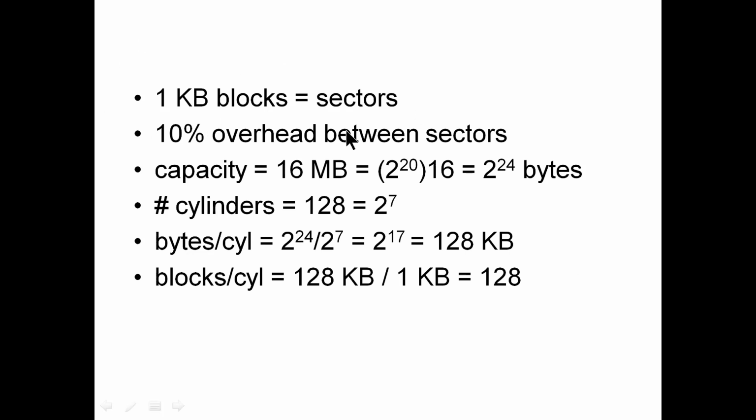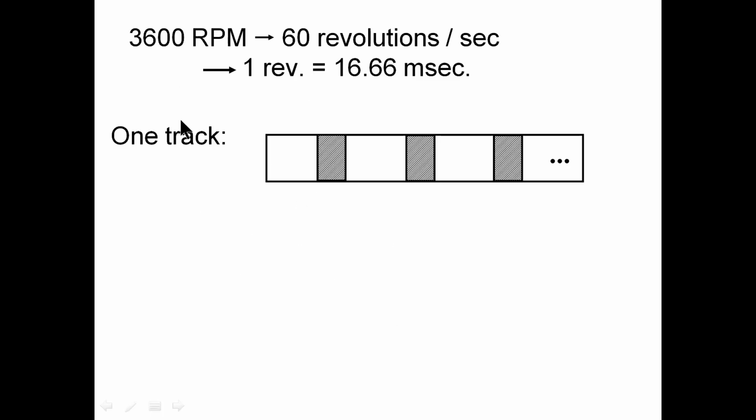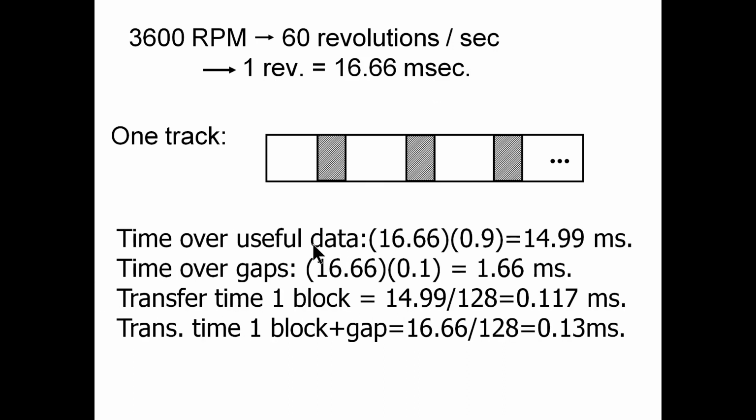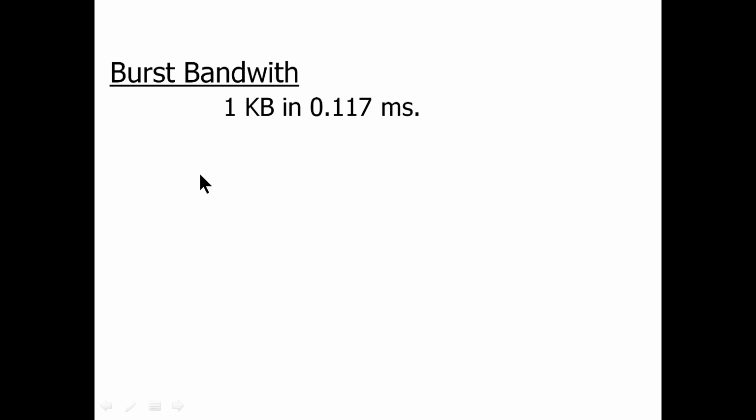So the 1 kilobyte block size is actually the sector. That means the sector is 1 KB, with 10% overhead. It's a typical example. So 3600 RPM is 60 revolutions per second. One revolution takes this many milliseconds. These are the other tracks. So, time over useful data. These are typical calculations and examples you can see here.